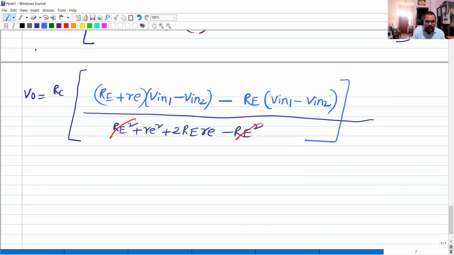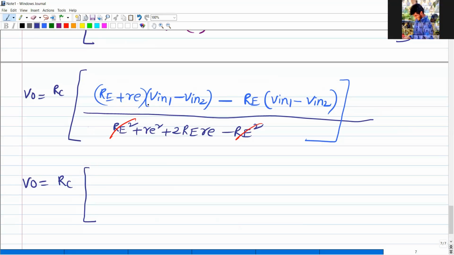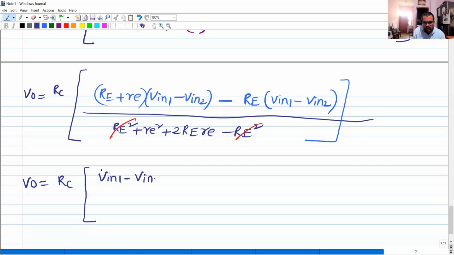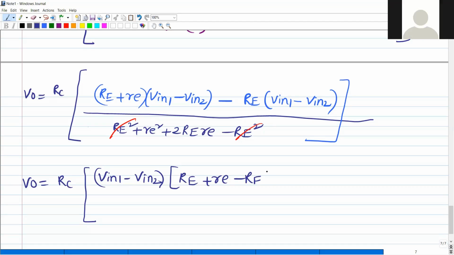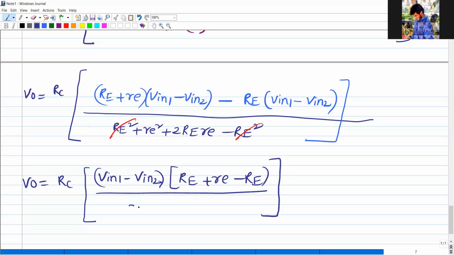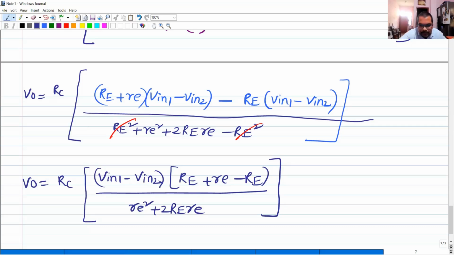Now what about the V naught? V naught is equal to RC into RE plus RE, V in 1 minus V in 2. Here I want to take the common of V in 1 minus V in 2. Tell me, what happens here when we take the common? Minus RE, RE plus RE, RE minus RE, minus RE, by RE square plus 2RE. Is it right? Yes, sir.